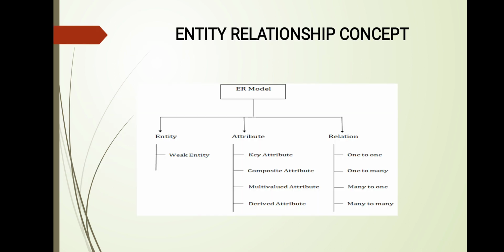ER model concept. The ER model contains entity, attributes and relation. In entity, we have to discuss the weak entity. In attributes, key attribute, composite attribute, multi-valued attribute and derived attribute. In relation, one to one, one to many, many to one and many to many.